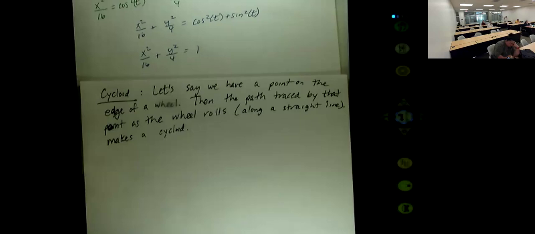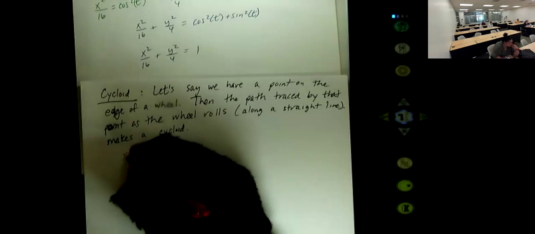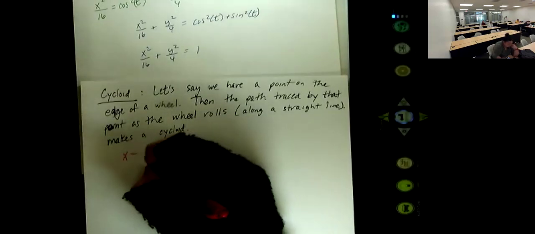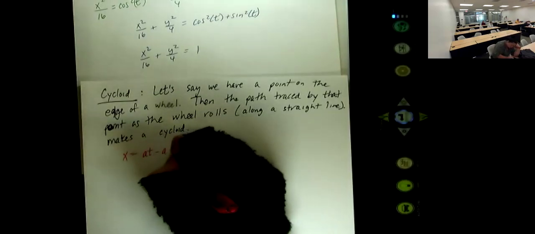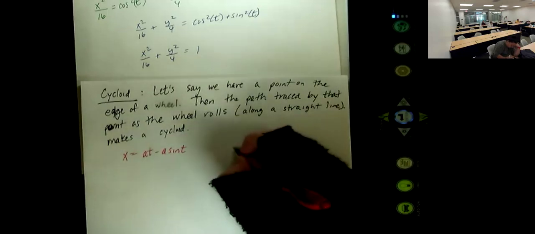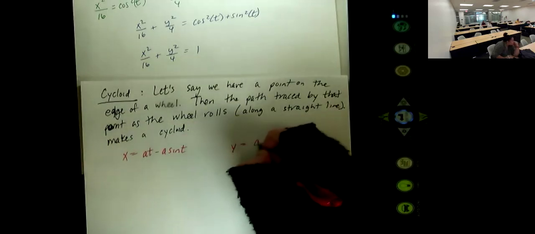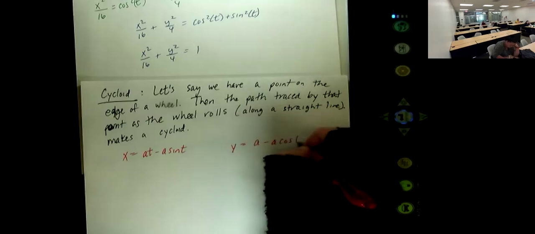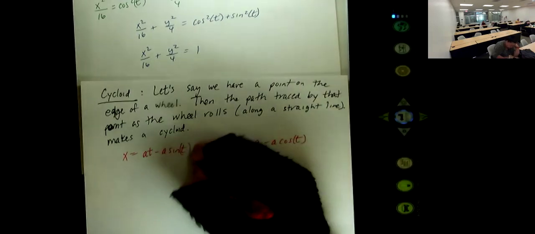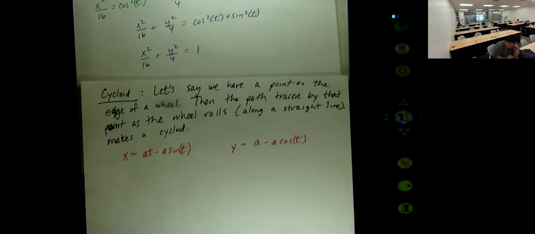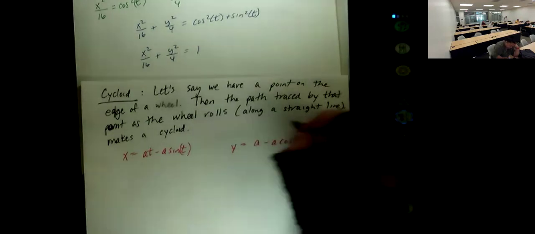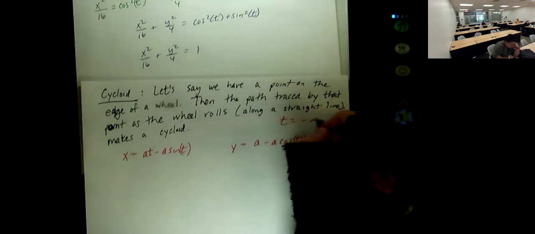And the equations that work with it are x equals at minus a sine t, and y equals a minus a cosine t, where t goes from negative infinity to infinity.